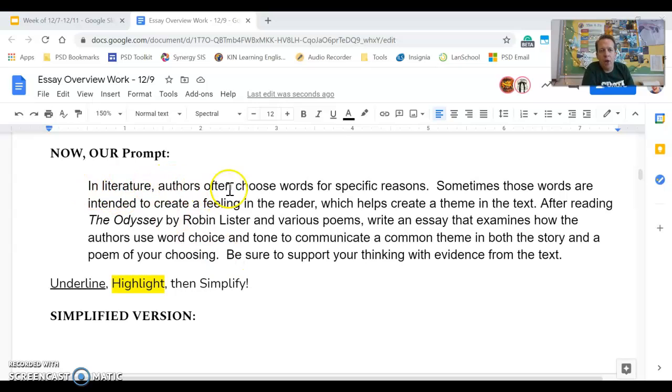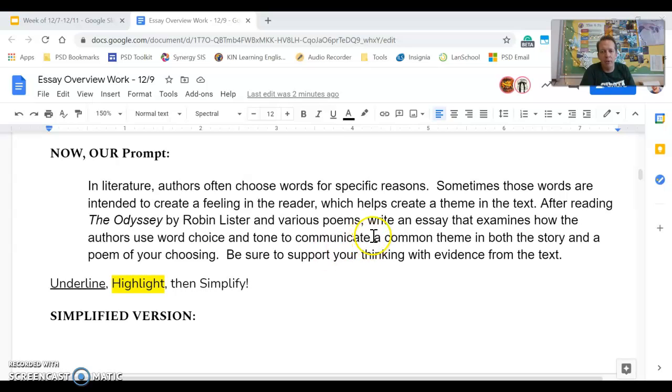It says, in literature, authors often choose words for specific reasons. Sometimes those words are intended to create a feeling in the reader, which helps create a theme in the text. After reading The Odyssey by Robin Lister and various poems, write an essay that examines how the authors use word choice and tone to communicate a common theme in both the story and a poem of your choosing. Be sure to support your thinking with evidence from the text.